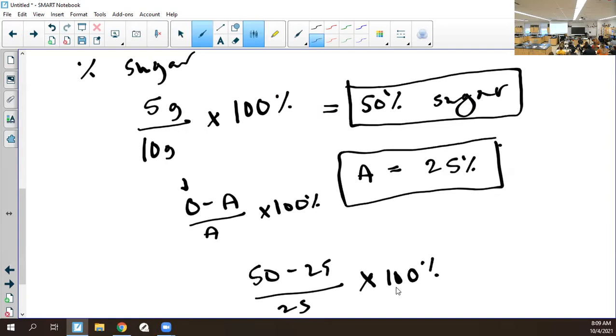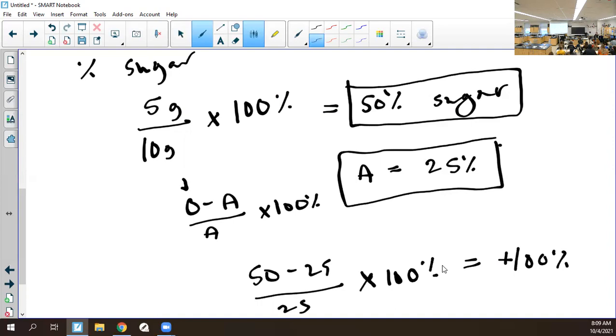Times 100%. Okay, so what would our percent error be for that one? It'd be 100%. We have 100% error. Real bad. Okay, and was that a positive or a negative 100%? Positive. Okay, so we've got a positive 100%. Does that mean that we observed more or less than our accepted?